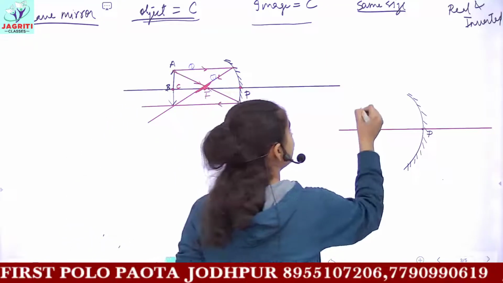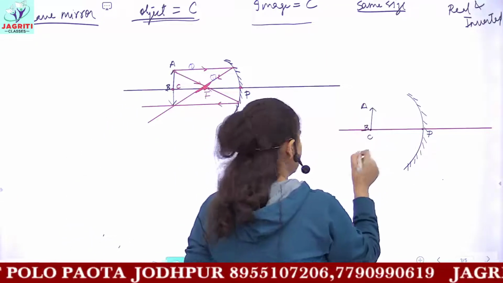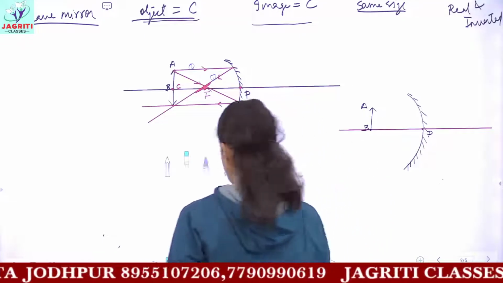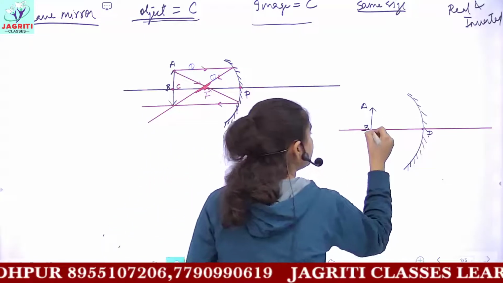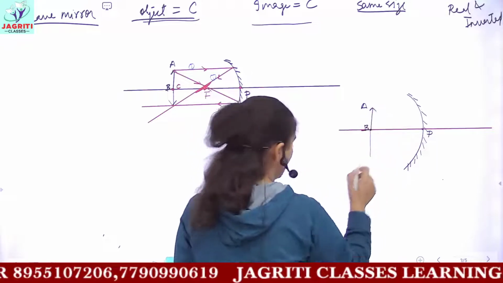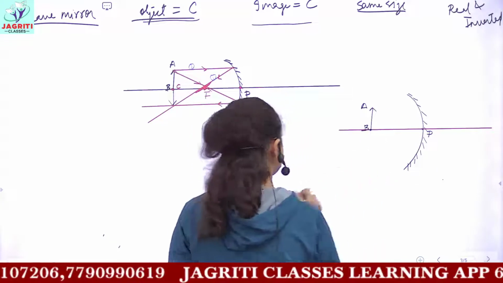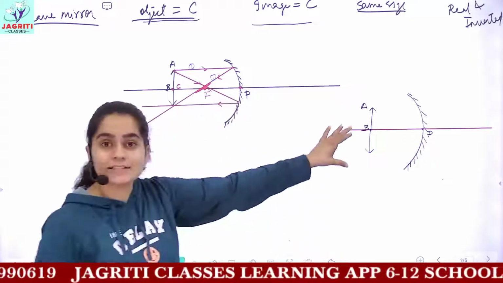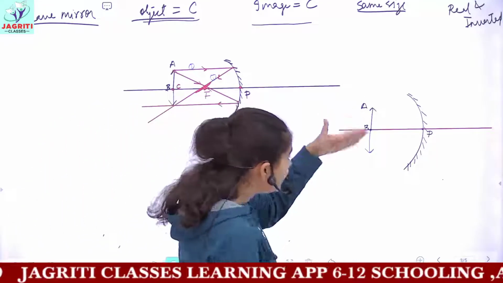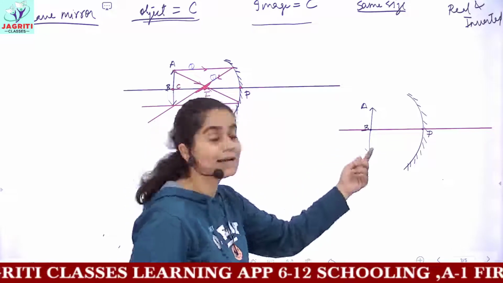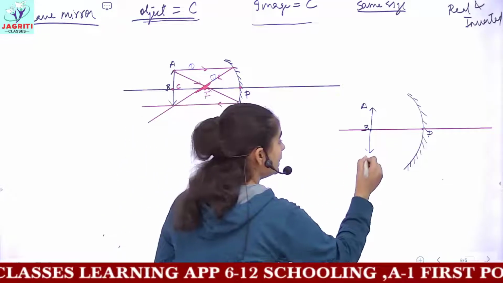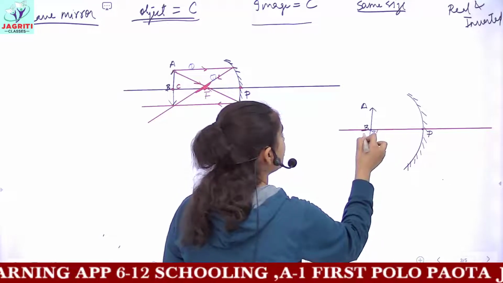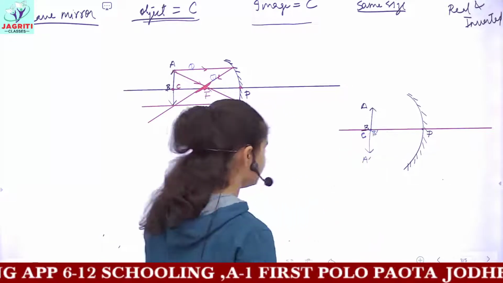It means if this is my object AB, then the image which would be formed here would be of the same size as the object. It would have the same size as the object has, and it would be inverted. So I have drawn that this kind of image I should be getting, and the image is labeled as A dash B dash. And now this point is what? This is the center of the mirror.